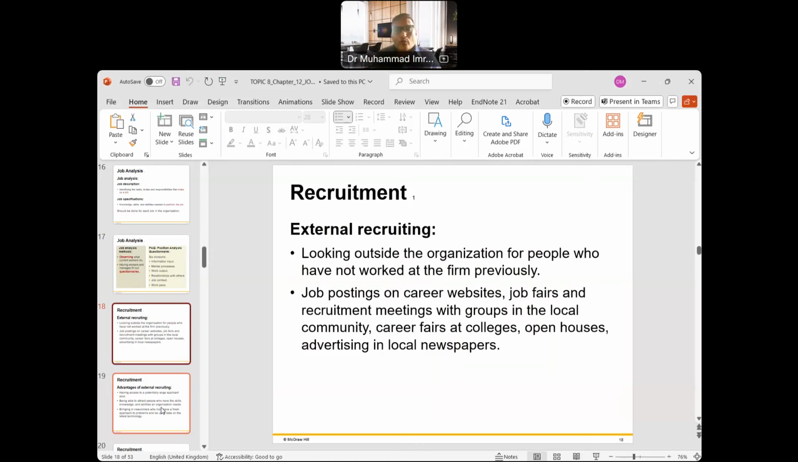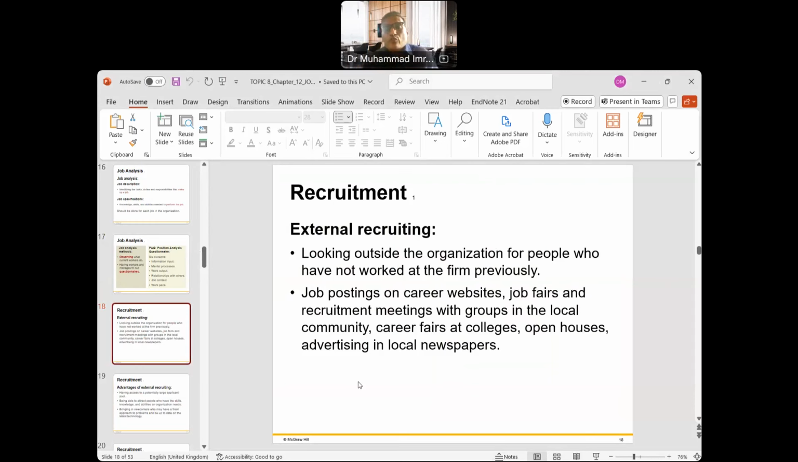Job postings on career websites, job fairs, and recruitment meetings with groups like LinkedIn, Facebook, different websites. One of the famous websites, let me tell you, is Job Street, like that. Job Street is famous in Malaysia, by the way. They post advertisements on these websites and attract a pool of candidates.